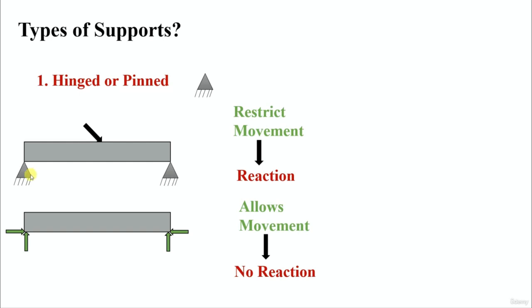So here hinged support restricts the horizontal movement as well as vertical movement. So that is why we get horizontal reaction as well as vertical reaction. Since it allows the rotation, there will not be any moment present in the hinged support.